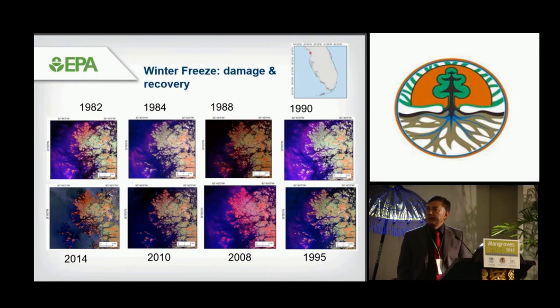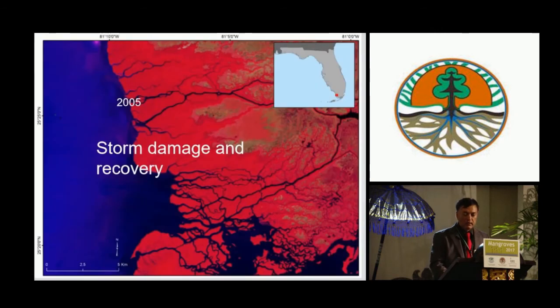And here, not one but multiple factors are in play. The red areas are mangrove, but because of the winter freeze, they were killed and they started recovering again. They were killed and started recovering again. But by the year 2010, we lost the whole island. So again, we lost the mangrove.